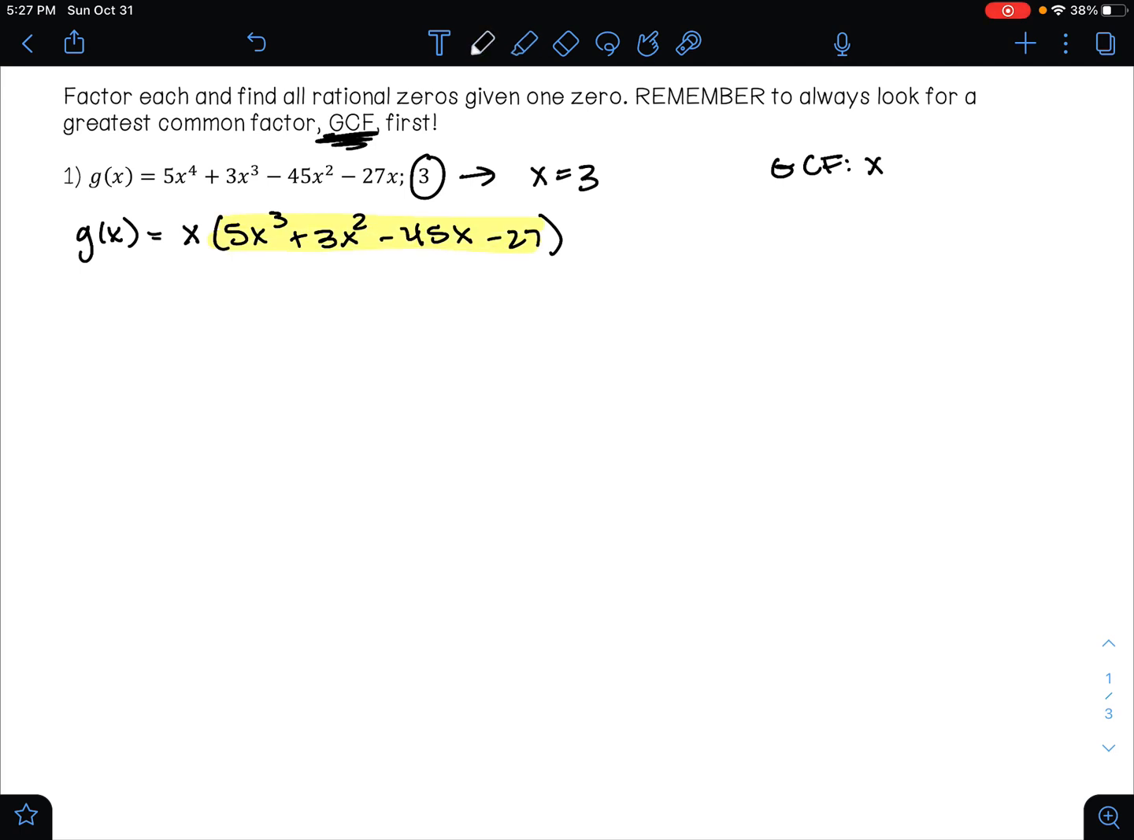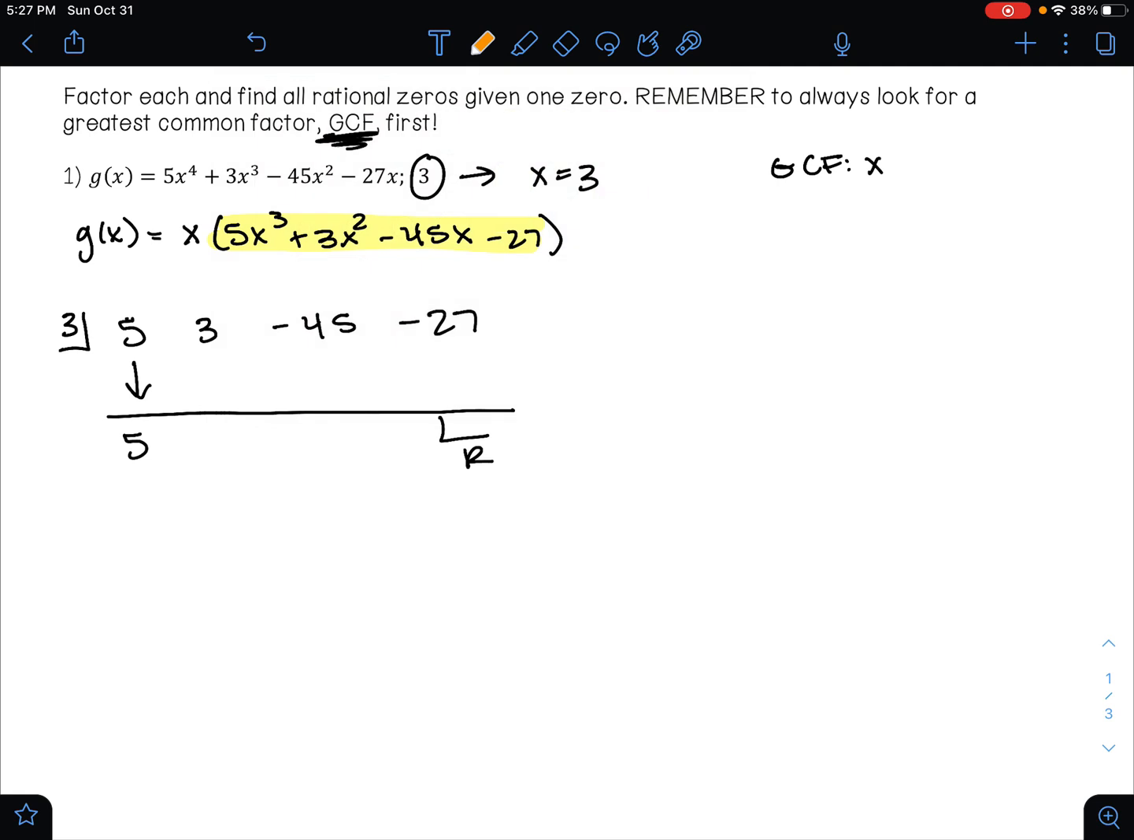So I have 3 here, and my coefficients are 5, 3, negative 45, and negative 27. Always bring down your first coefficient. And because they told me that 3 is a 0, I should get a 0 as a remainder if I do everything correctly. So let's see.